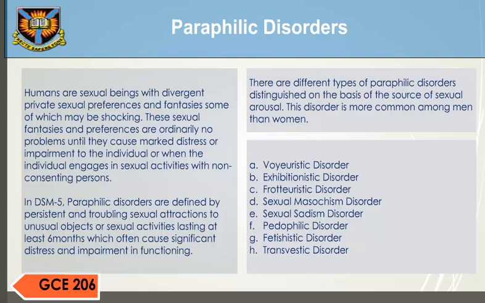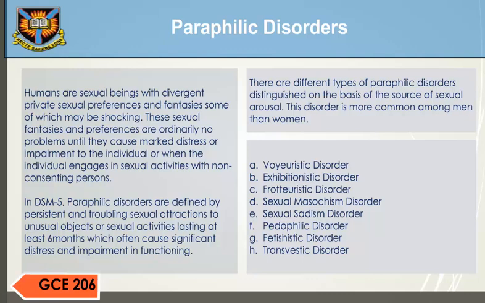Humans are sexual beings with divergent private sexual preferences and fantasies, some of which may be shocking. These sexual fantasies and preferences are ordinarily no problem until they cause marked distress or impairment to the individual, or when the individual engages in sexual activities with non-consenting persons.